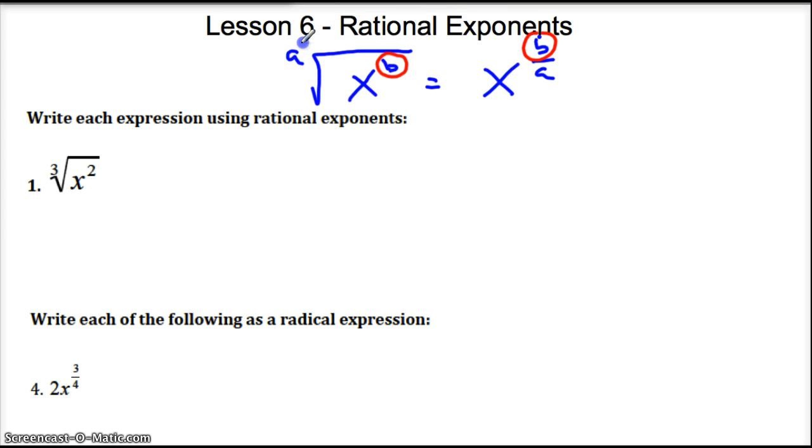So exponent over your index, okay? For this one, you want to write this expression using rational exponents. Remember, rational just means fraction, so a fractional exponent.